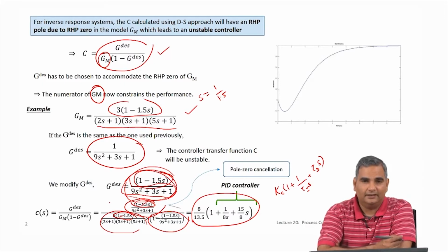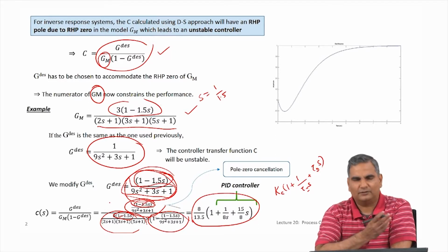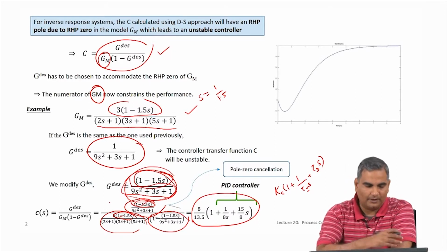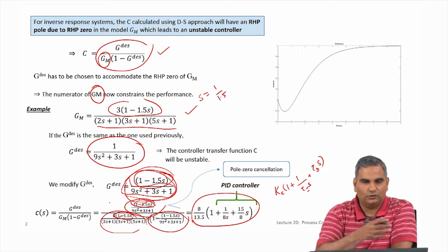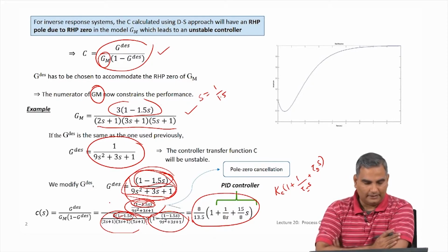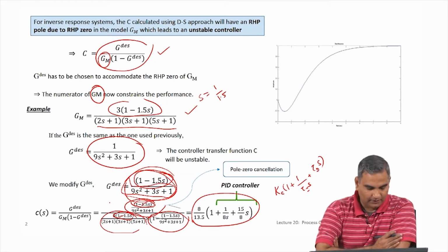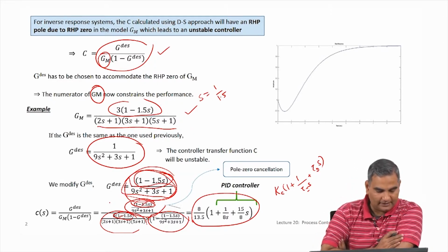So, traditionally, people have been using PID controller for inverse response systems, and you kind of ask, why does it work reasonably well? And here is the math that shows why it works reasonably well, if you are ready to give up a little bit on the performance that you require out of these systems.